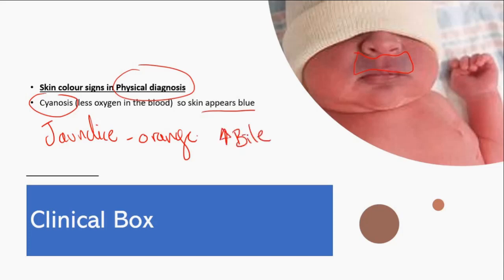Okay, the liver is supposed to break down bile, and it's supposed to get rid of it through your bowels or through your urine. But if it builds up and it goes back into your blood, then what can happen is that you can get this orange discoloration of your skin. So in physical diagnosis, looking at your skin can be really important, because lots of different changes can occur and each one can indicate a possible diagnosis.